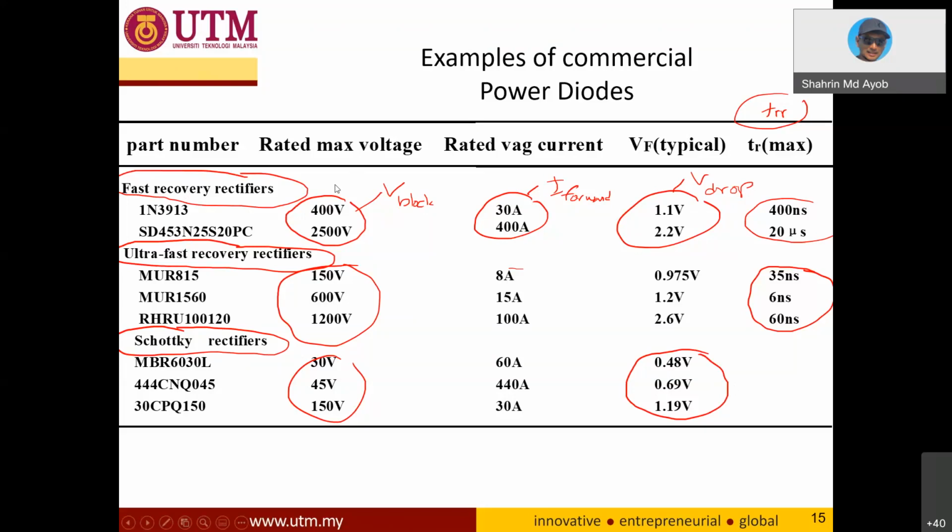So I hope you can understand about the V blocking, this rating, forward and drop, because usually when we try to test students about the rating here, most of the previous students were not able to answer. So that's why I emphasize more on this.